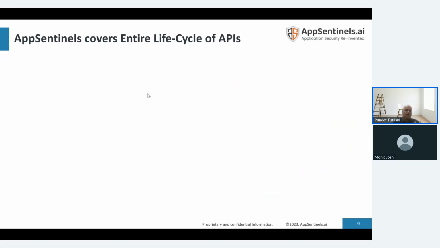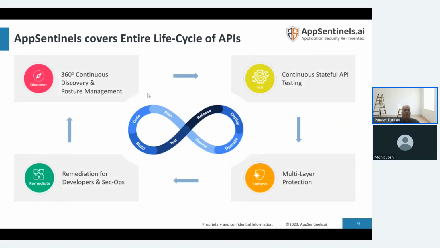That comprehensive approach means that organizations should adopt a full lifecycle API security platform, a platform which helps organizations across the entire lifecycle. When the API is written or coded or implemented, it is being tested in a UAT or pre-prod environment. Thereafter, it is deployed in production. It's being used. Maybe months and years later, it has to be retired, right? During the entire life cycle of that API, a platform should help, and that's what AppSentinels does.